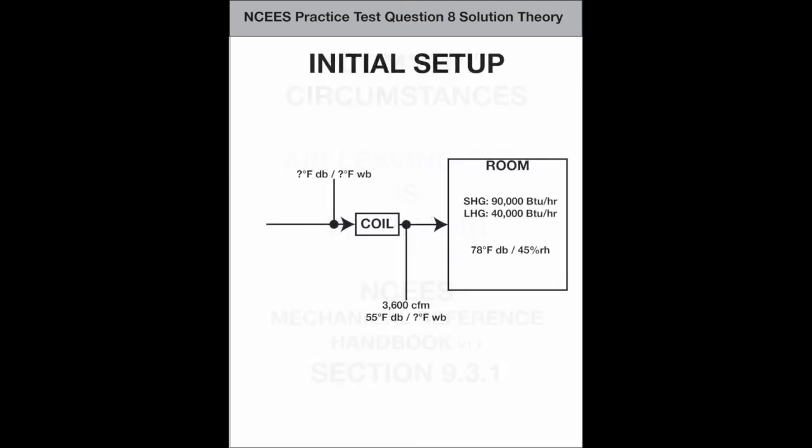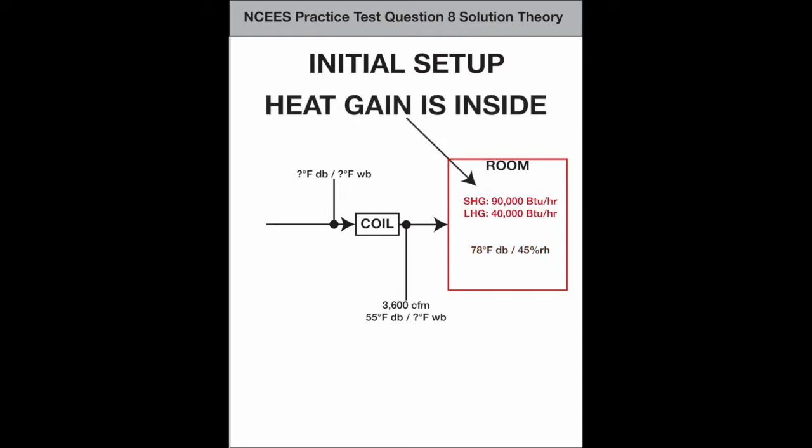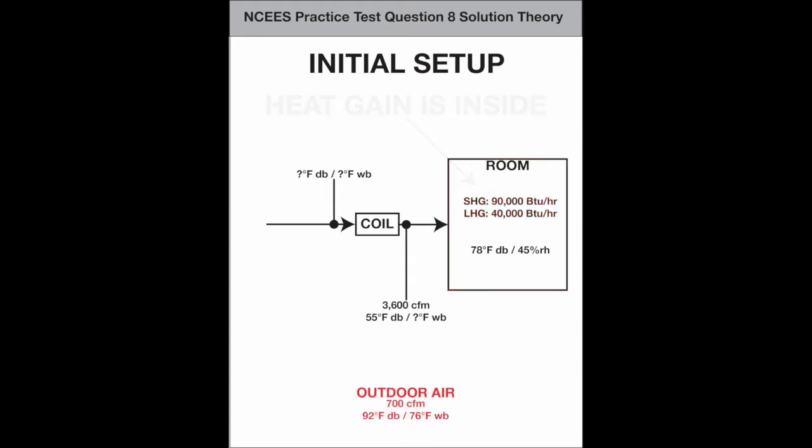So from an initial reading of the question, set up a diagram like this. Solve for air temperatures entering here and exiting here. The question gives the supply airflow rate. The question gives air temperatures for this conditioned space. And it says there's heat gain inside this space. Finally, the question gives outdoor air temperature, and it says it's ventilating the room at a certain flow rate.